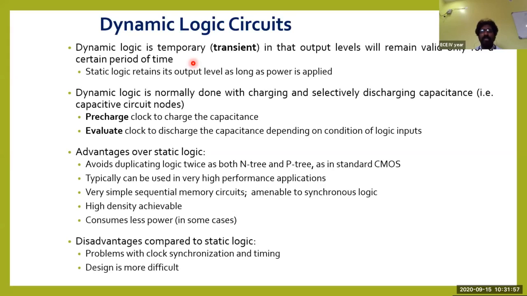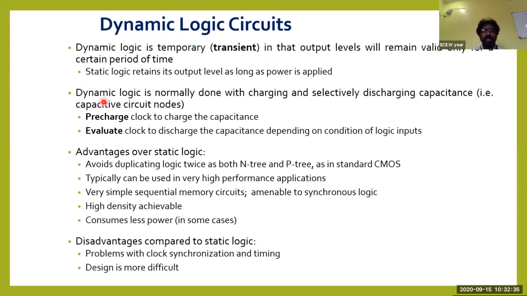Once the next stage arrives, that logic will be sent to the next phase of the design. That is the meaning of temporary storage: the output levels remain only for a short period of time. The static logic retains its output levels as long as the power is applied. In dynamic logic, depending upon the switching of the clock, which is connected as an input to the transistors, the output is stored until the next clock arrives.